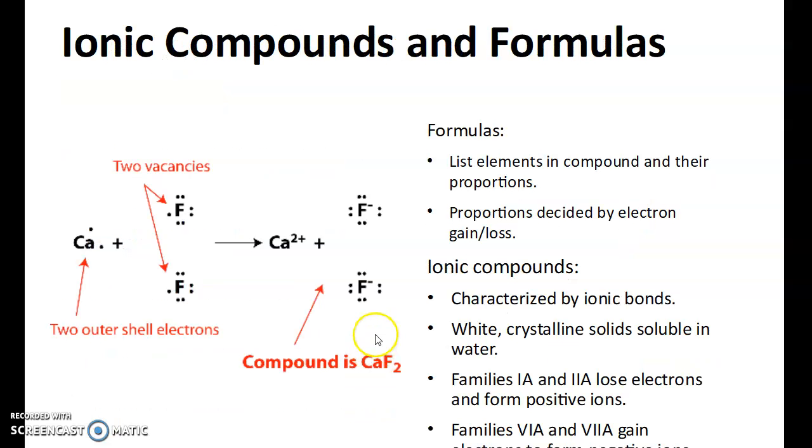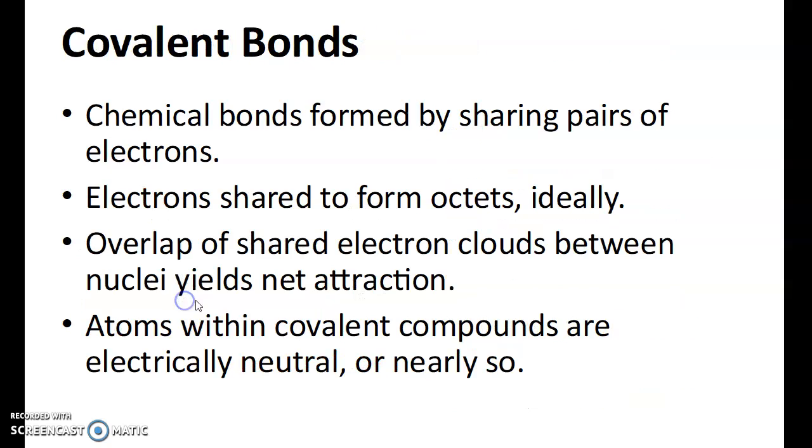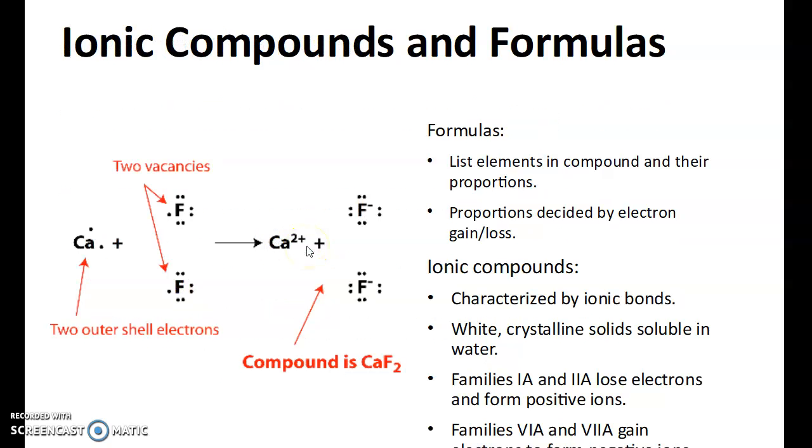So ionic compounds and formulas would look like this. If you've got calcium, notice that's in the second column, the alkaline earth metals, and has two outer shell electrons. Fluorine has one vacancy in each one. Therefore, for these two to be given up, you need two of these atoms, right? So the overall compound then is calcium fluoride, CaF2.